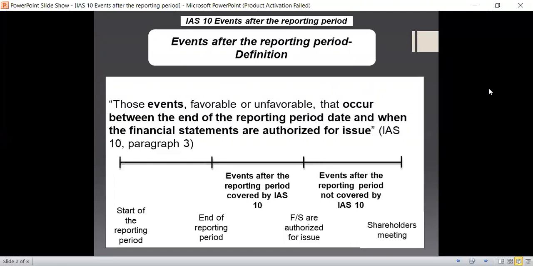So IAS 10 tells us that all of the events which happen in between the end of the reporting period date and the date when the financial statements are authorized for issue by the board of directors come under the scope of IAS 10.